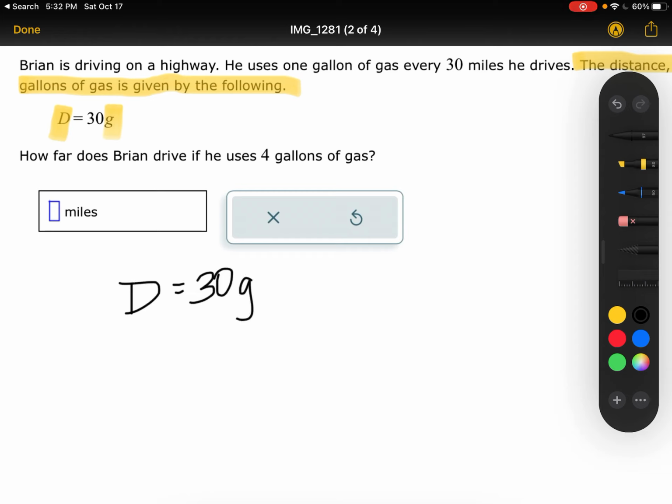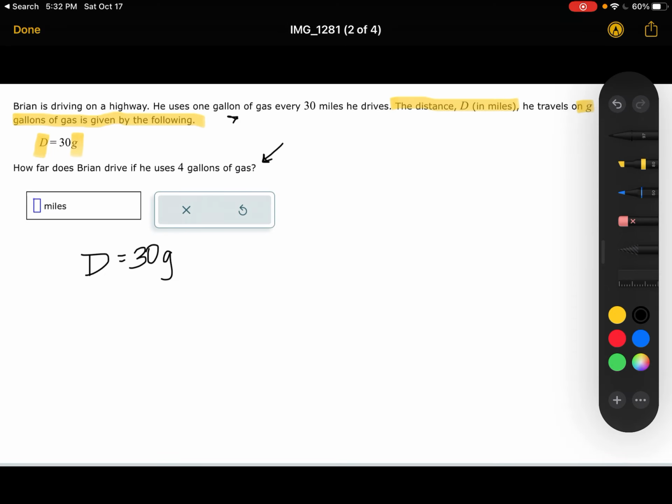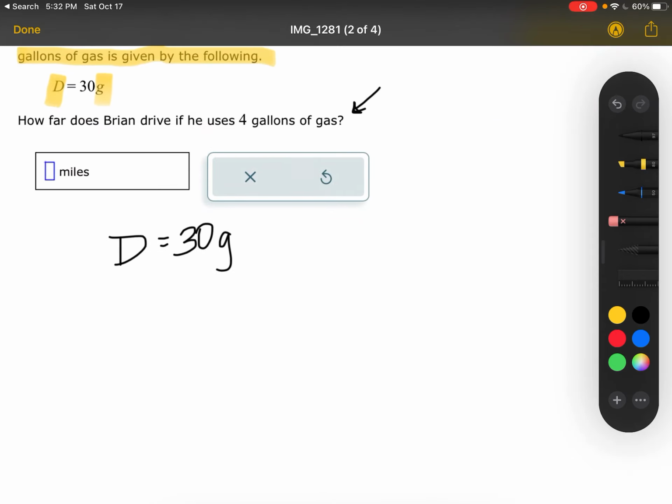And then it asks you the question, because this is the question. Notice that there's nothing up here that it's asking you to do. There's no question. It's all statement. This is the question. How far does Brian drive if he uses 4 gallons of gas?